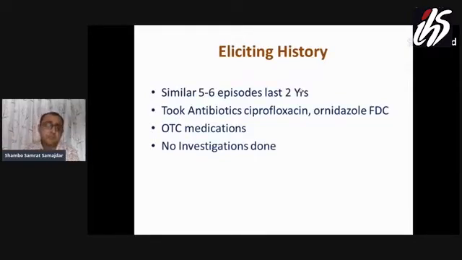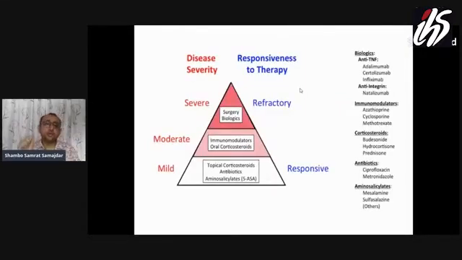It was Crohn's disease, but while eliciting history, it was found that this person had suffered 5 to 6 episodes like this over the last 2 years, occasionally taking antibiotics like ciprofloxacin-ornidazole fixed dose combinations, sometimes ofloxacin-ornidazole combinations, or Metrogyl tablets as over-the-counter medications. One time he visited a physician who advised some tests, but no investigations were done. This is very important because this is the main adherence issue, when the patient starts ignoring his symptoms and the advice of physicians. So we need to take care of that.